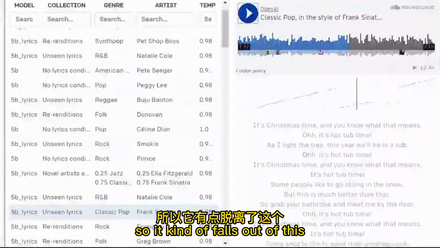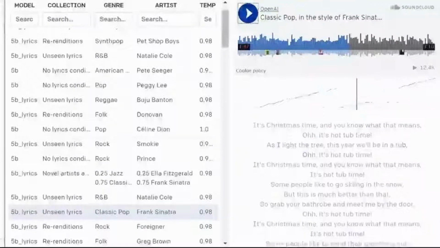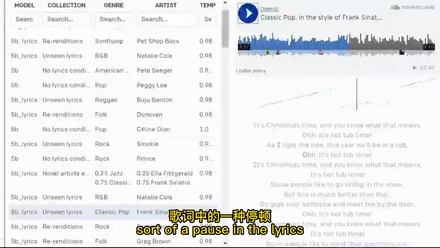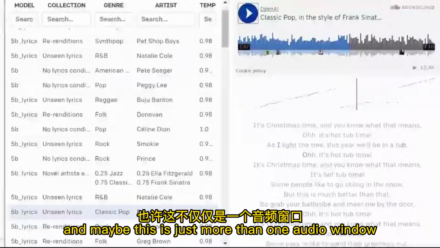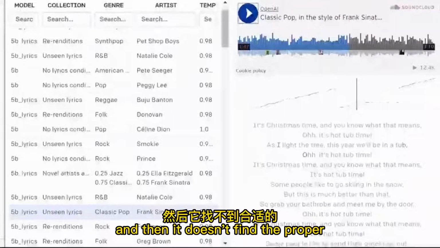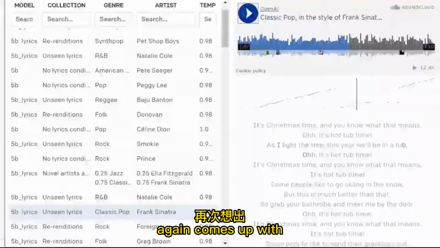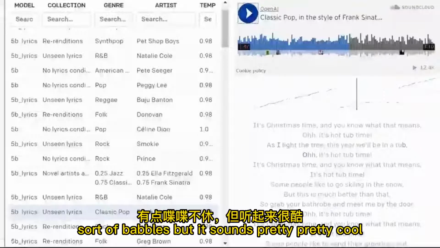This is great. So it kind of falls out of this linearly attending to the lyrics, probably because there was sort of a pause in the lyrics, and maybe this is just more than one audio window, so it doesn't have this autoregressive property anymore, and then it doesn't find the proper place to attend anymore, and so it just comes up with sort of babbles, but it sounds pretty cool.